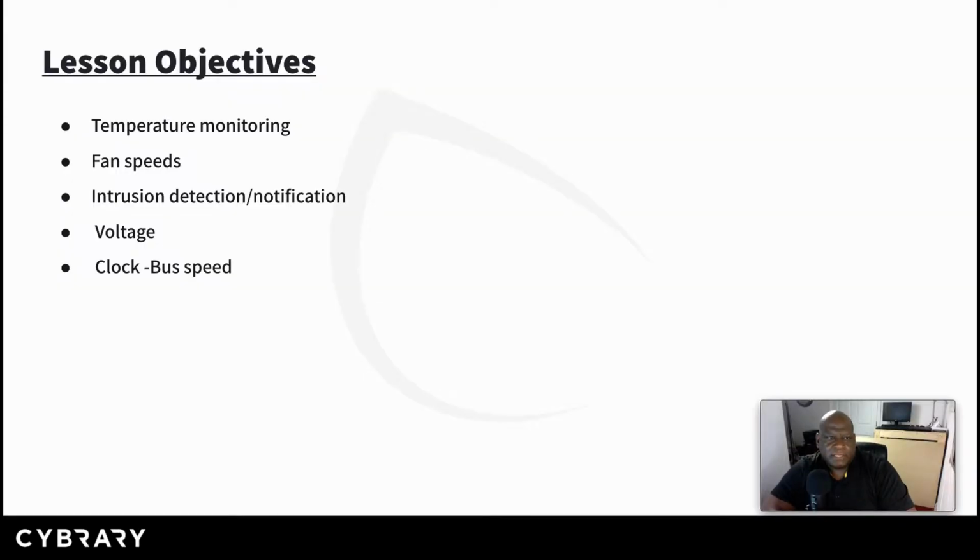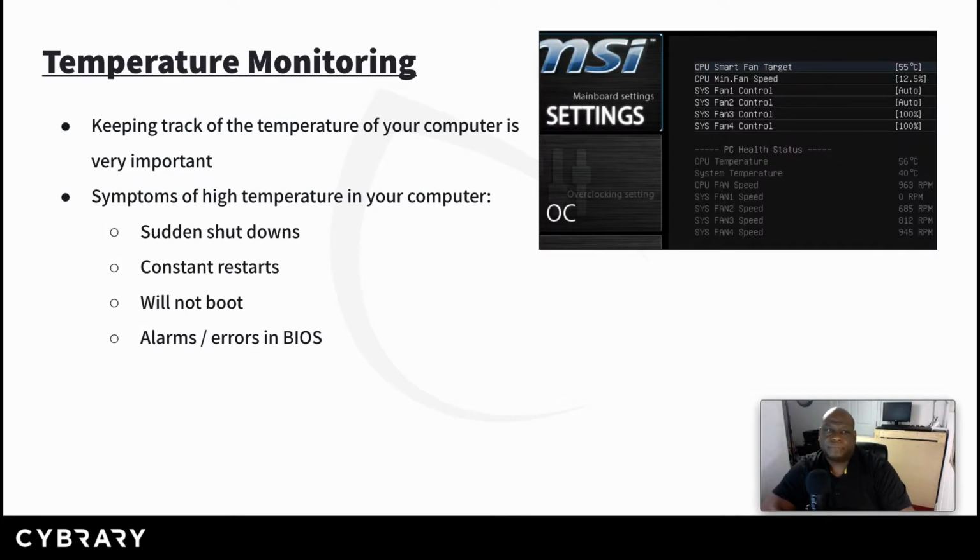Okay, for today's lesson, let's go over our lesson objectives. First, we're going to talk about temperature monitoring, the heat inside the case and monitoring those temperatures. Next, we're going to talk about fan speeds and what we can do with fan speeds, controlling or monitoring that. We're going to talk then about intrusion detection and notification. Finally, we're going to come up to voltage in your system and monitoring that. And our last item in this lesson would be the clock and the bus speeds. So let's go ahead and get started.